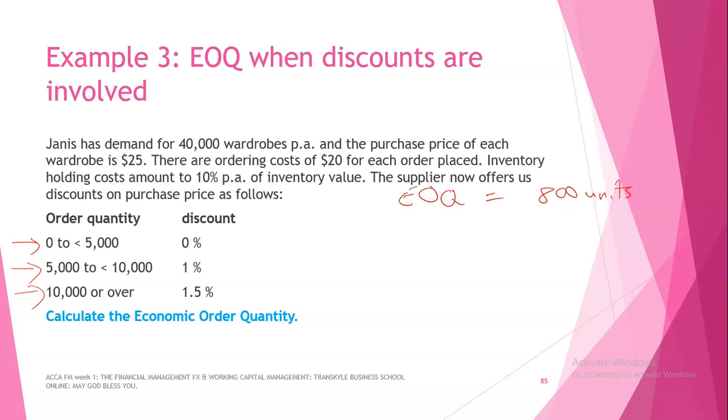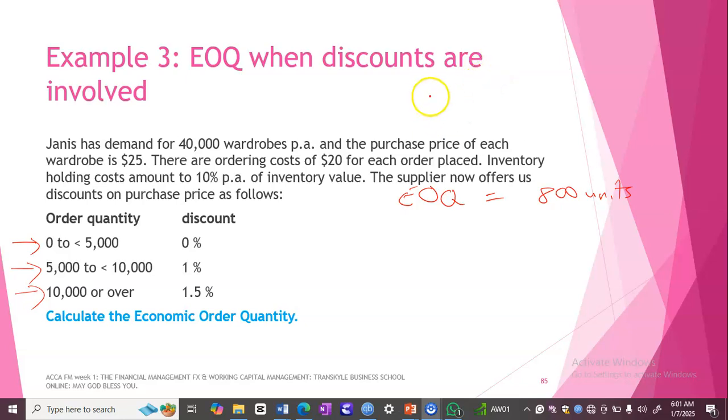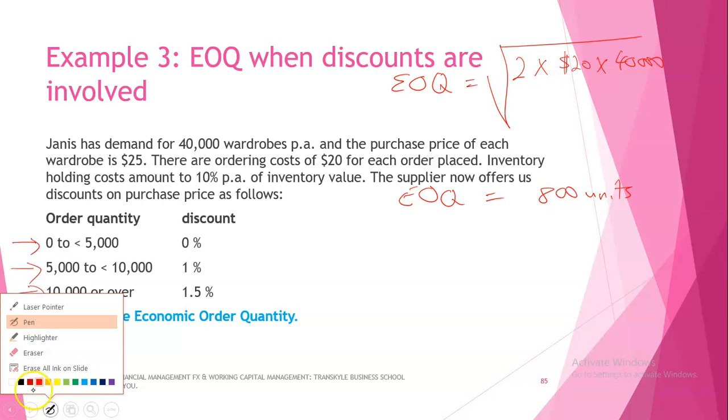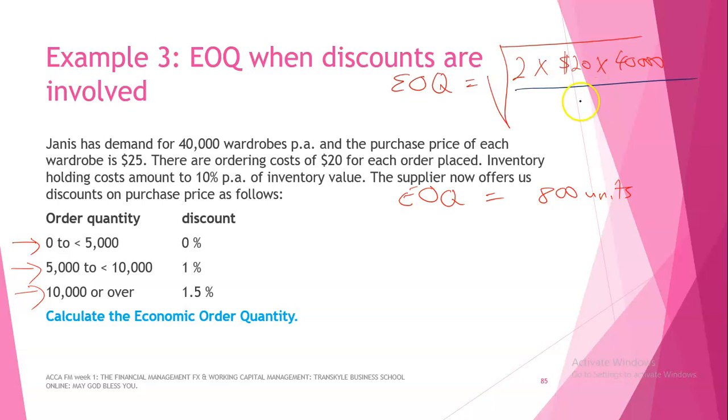All right, and then, okay, let me just verify first. Just for the purpose of your learning, let me just recompute the EOQ using the formula. We say that this was 2 C_O D. The C_O was the cost of placing an order, which was $20 multiplied by the demand. The demand was 40,000. Ladies and gentlemen, allow me to use a much darker pen. Let me just use the blue. All right, divided by the C_H. The C_H was the holding cost per unit. We discovered this one is 10% of the purchase price, and the purchase price was $25. So the 10% of 25 was $2.50.